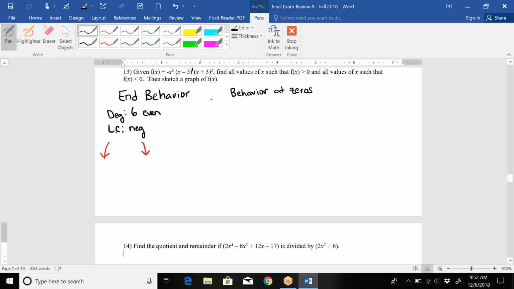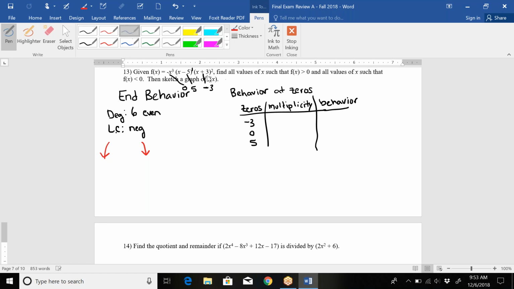Now the behavior at the zeros has to do with the x-intercepts. If we set each of those factors equal to 0, we would get 0, 5, and negative 3. I like to write my zeros in a little chart, and I always do them in order from least to greatest. Then I'm going to talk about their multiplicities, which means how many times each factor occurred. That actually defines a specific behavior at that x-intercept. So the negative 3 came from the factor of x plus 3 squared, so that's got a multiplicity of 2 because it occurred 2 times.